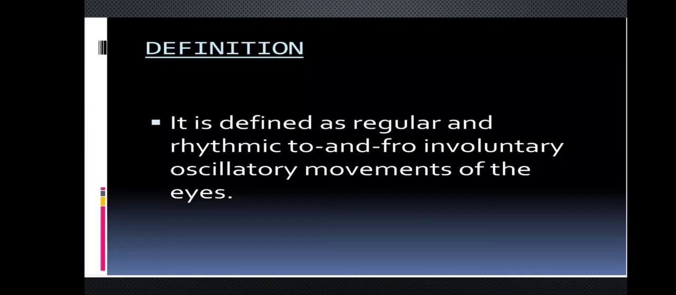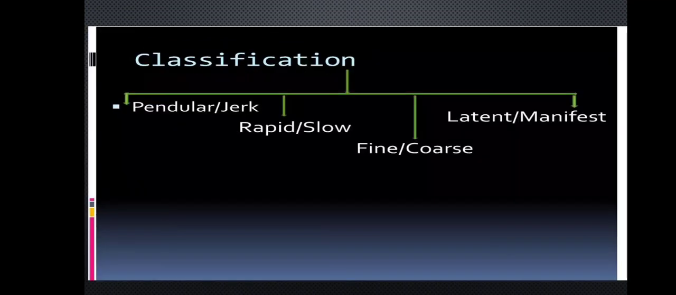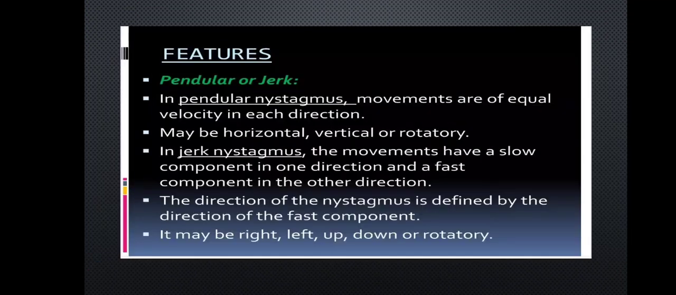The definition of nystagmus: it is defined as regular and rhythmic to-and-fro involuntary oscillatory movements of the eyes. The classifications are pendular and jerk nystagmus, rapid and slow nystagmus, fine and coarse nystagmus, latent or manifest nystagmus.